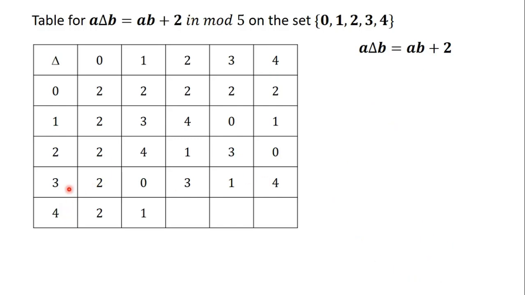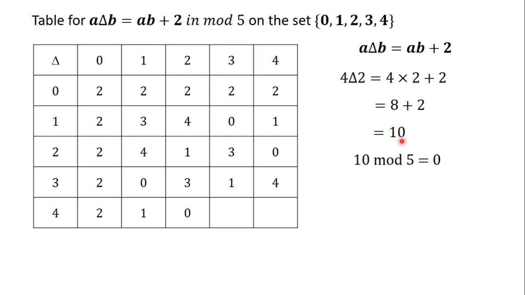The next one is 4 delta 2. 4 delta 2 is equal to 4 times 2 plus 2. 4 times 2 is 8. 8 plus 2 is 10. 10 in mod 5 is 0.